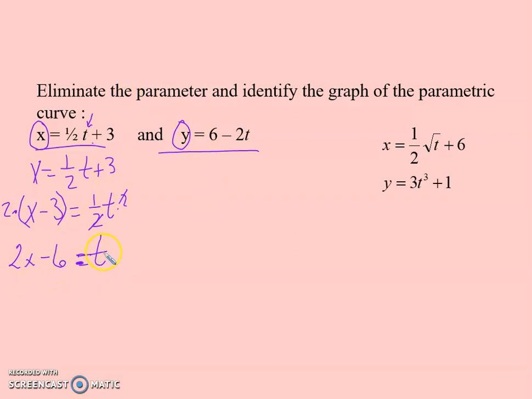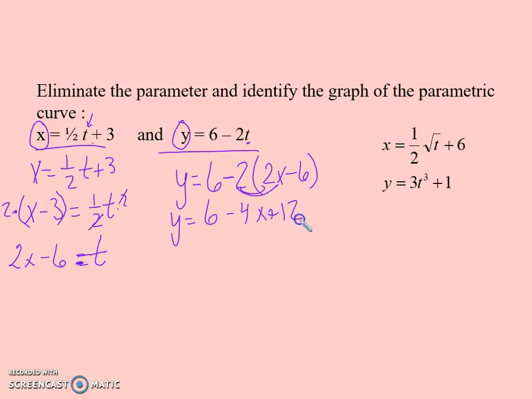Now, since I know what t has a value for now, I can go up to this other equation and I can replace t with 2x minus 6. Okay, so we're just going to simplify that. We're going to distribute. And then if we have anything we can combine, we're going to change that as well.